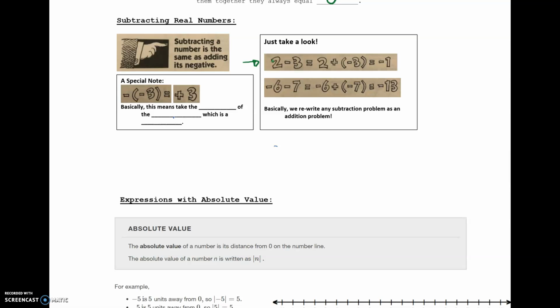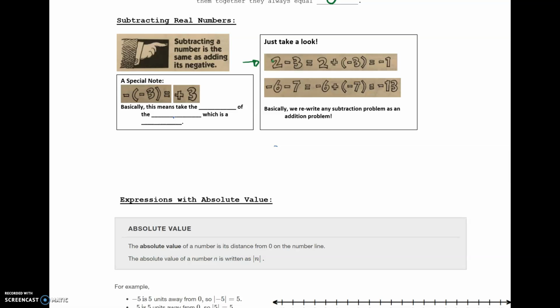Okay, and if we were to take a look at it as an addition problem, then we notice that the 2 is positive, 3 is negative, and what we would just do is take the difference, which is 1, and we keep the sign of the larger number, which is -3. So my answer is going to be -1.